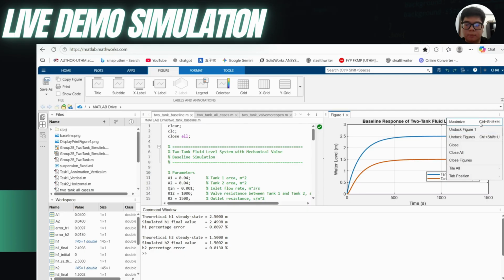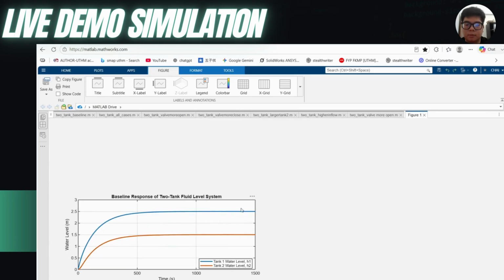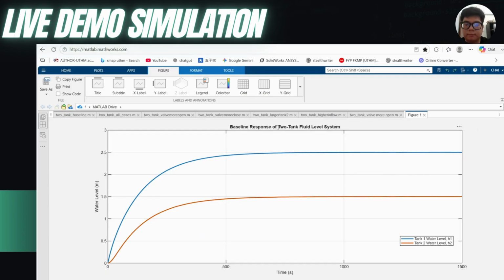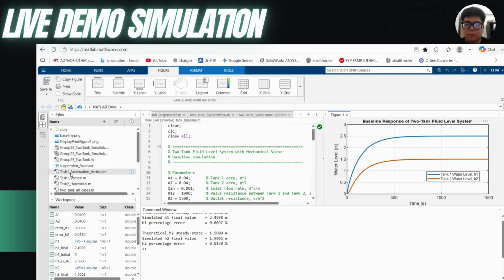So we see the graph for the baseline response of the two-tank flow level system. We can see H1 goes to 2.5, and H2 goes to 1.5, then becomes steady state. After that, we go to the Simulink flow diagram.